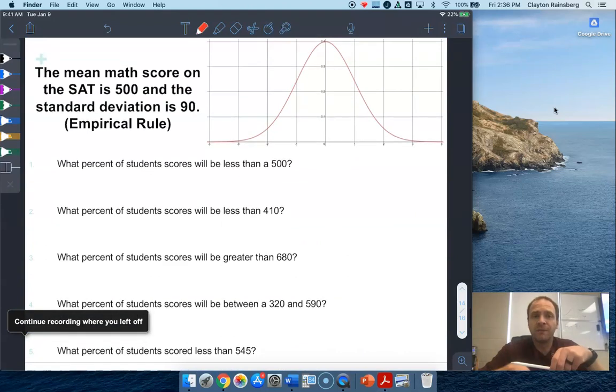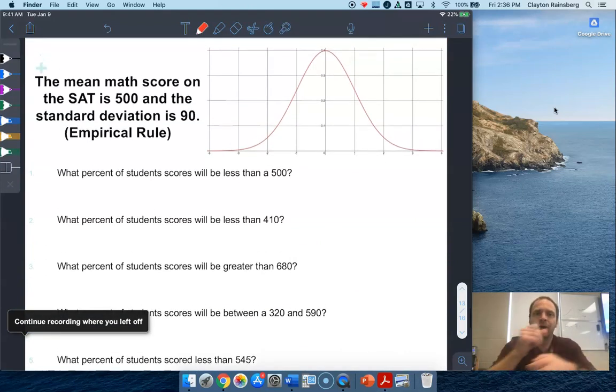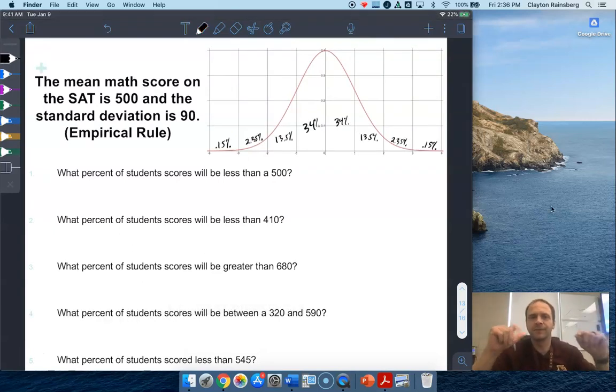We're going to apply it in this one. So I'm going to magically make all this information appear. And there's our breakdown. The 34, 13.5, 2.35, 0.15% magically appeared.